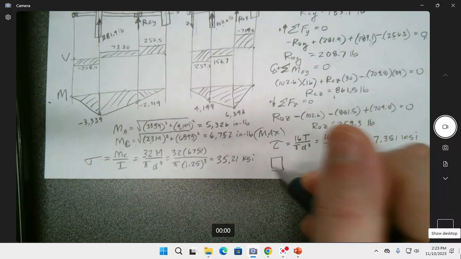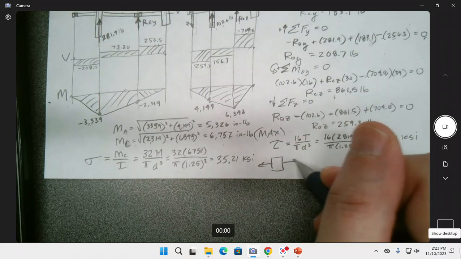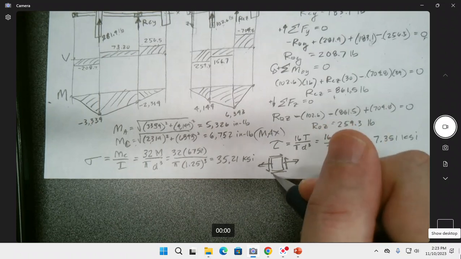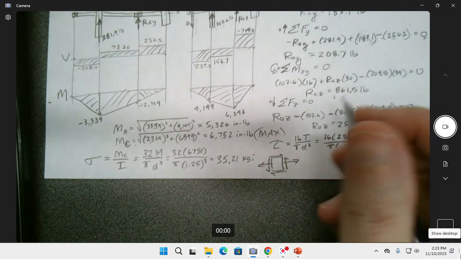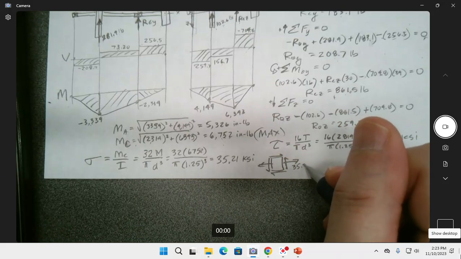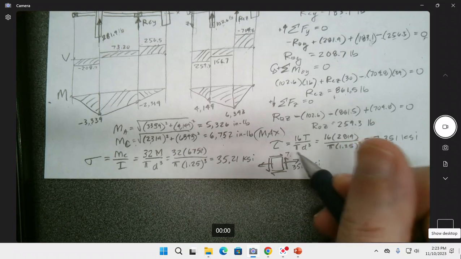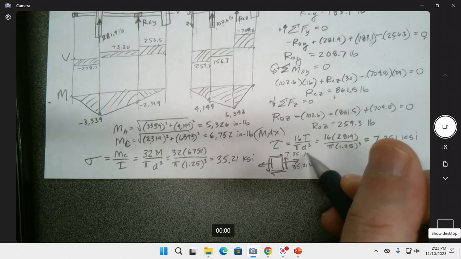And so if we're going to draw a stress element, it would look something like that. You don't know it's a male stress element. It could be a female stress element. So just call it "they." That's fine. 35.21 KSI and 7.351 KSI.